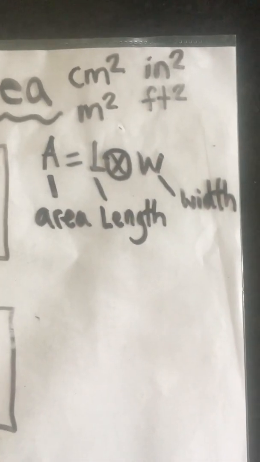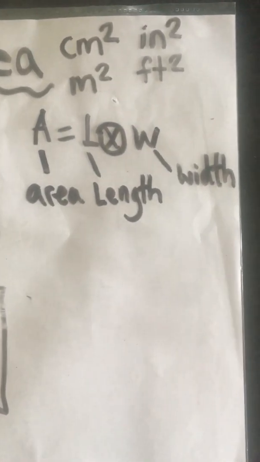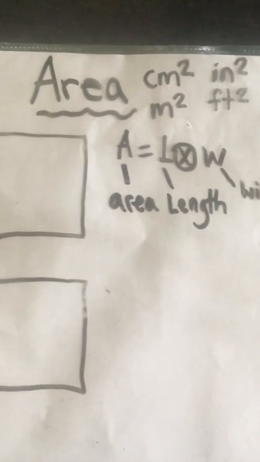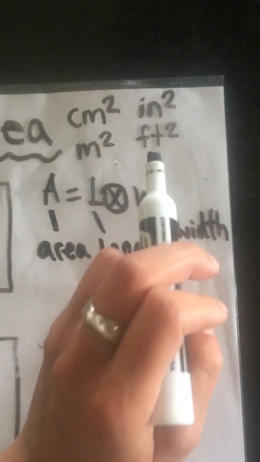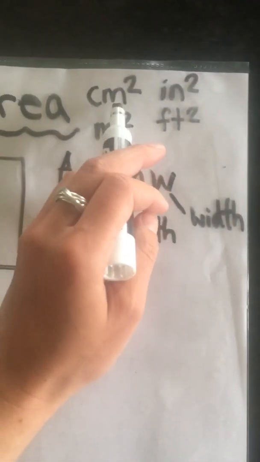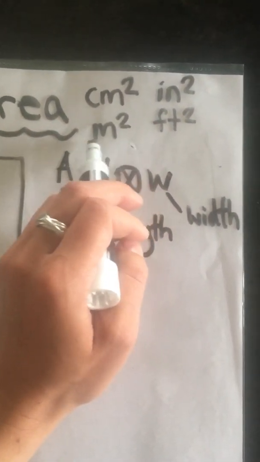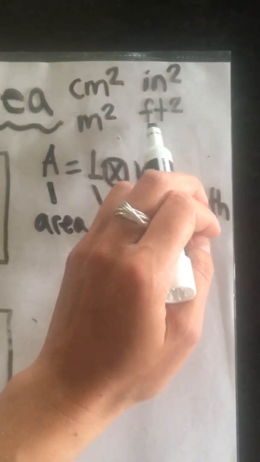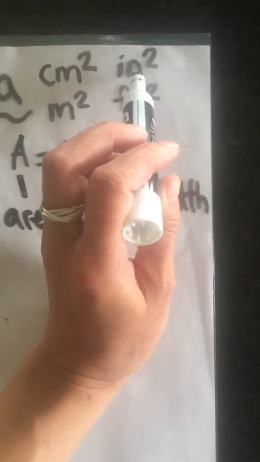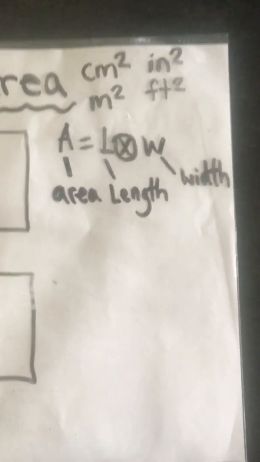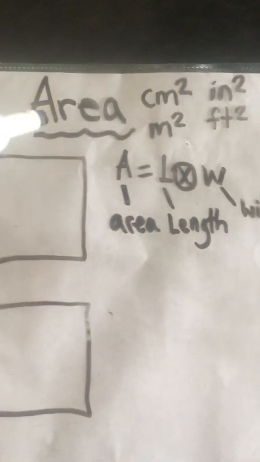And that X in the middle, we know what that is. That's to multiply. And up here, I have centimeters squared, meters squared, inches squared, feet squared. That's my units of measurement. So centimeters is cm, meters is m, inches is in, and feet is ft. That's what we would measure in. And squared goes behind it, this little 2, because that shows we're looking at area.